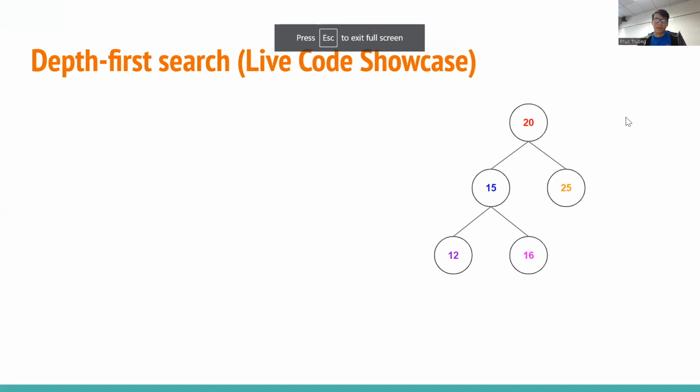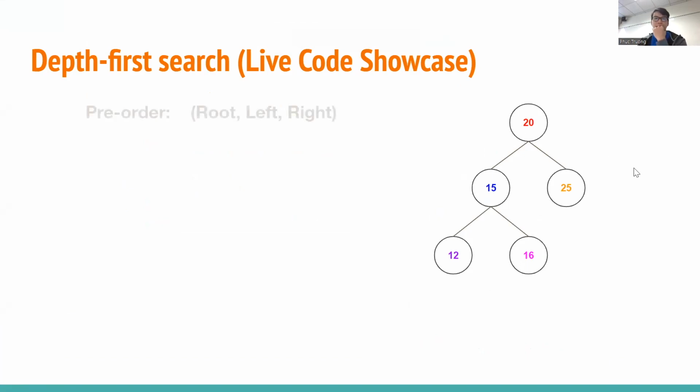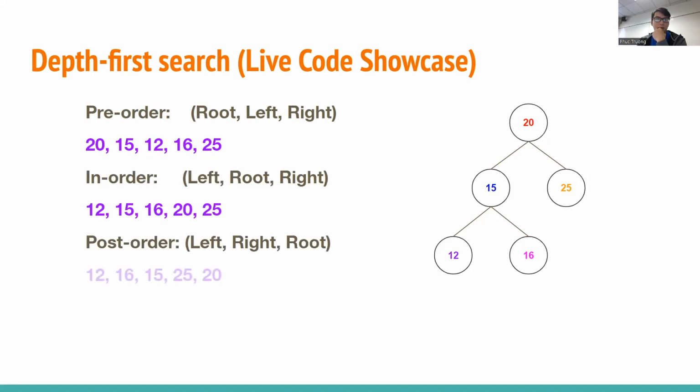So next is DFS. DFS is more popular compared to BFS. Would you guys agree? Yeah, especially on LeetCode. There are three types that are categorized: pre-order, in-order, and post-order.